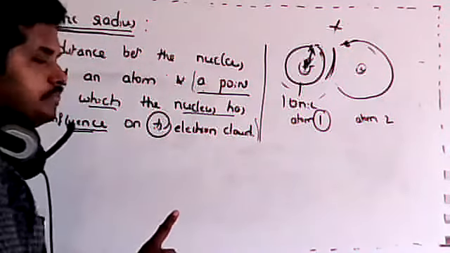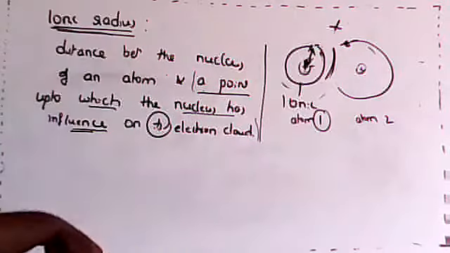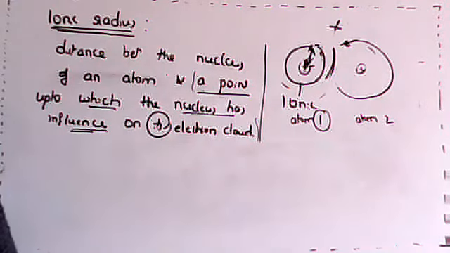Now I should consider the remaining electron. Therefore, a point up to which the nucleus has influence on its electron cloud. Okay, now this is the electron cloud, so that will be the radius. This type of radius is called the ionic radius, because after losing or gaining electrons, we get an ion. Now, what type of ion do we get?